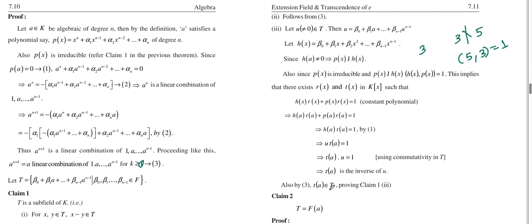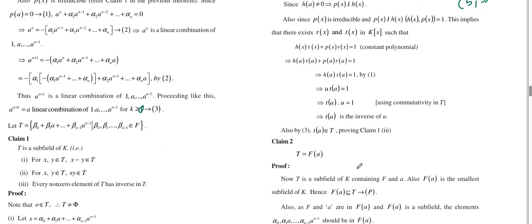So t of a, again it's a member of capital T, because whatever may be the index of a, because of the third equation, we will have t of a to be a member of T. So that proves the third part of this first claim.